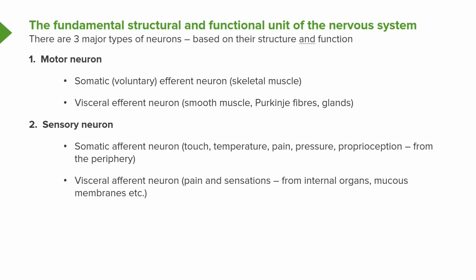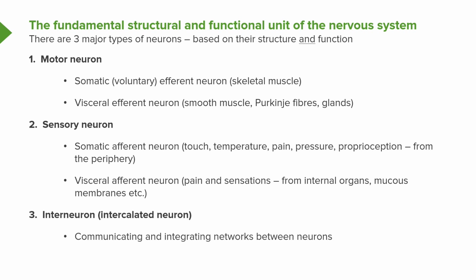Now I use the word afferent, an afferent neuron, to describe a sensory neuron. Think of the word afferent, the letter A for arriving. The impulses are arriving into the brain or spinal cord with information, sensory information.